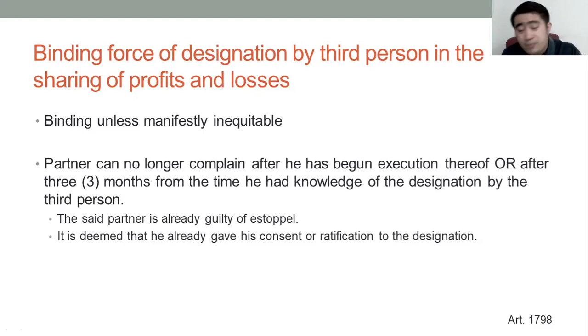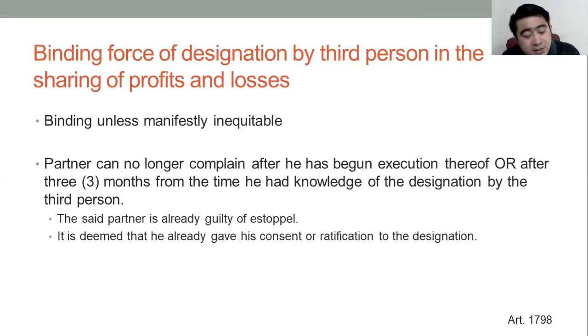So class, binding naman siya. So it's enforceable in court, unless it is manifestly inequitable. But what is manifestly inequitable? This is a circumstantial matter, all right? Case-to-case basis yan. What is a manifestly inequitable share? Kasi kapag ang sharing ng partners is, let's say 10%, 10%, 10%, tapos may isa 40%, it depends on the circumstances, class. So it's a case-to-case basis bago mo matawag na manifestly inequitable yan.